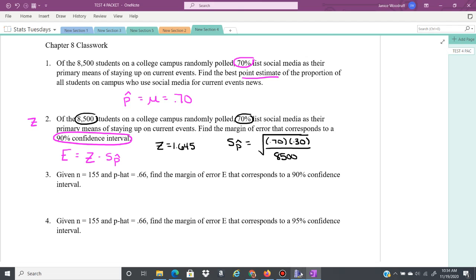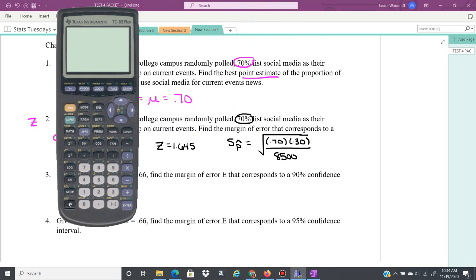Okay, so let's put that in our calculator and find that value. We're going to do the square root of 0.70 times 0.30, close the numerator, divided by 8,500, close the whole thing. We're going to get 0.0049. Let's make sure we did that correctly here. So 0.70 times 0.30 divided by 8,500, and then I'm going to take the square root of that. All right, so 0.00497.